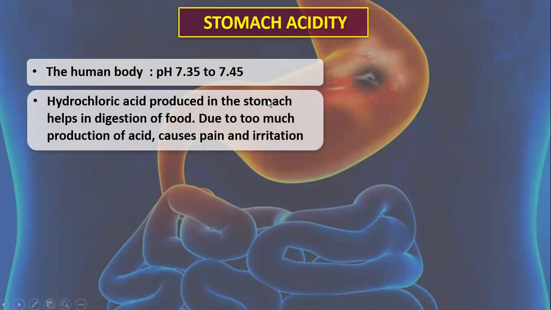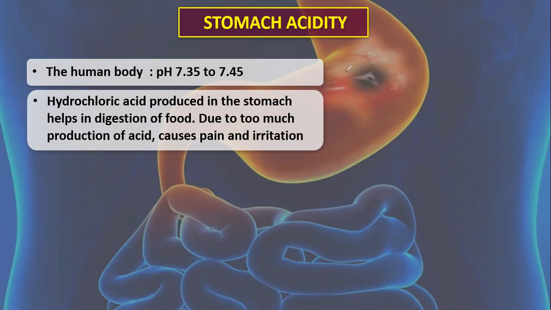Hydrochloric acid produced in the stomach helps in digestion of food. Due to too much production of acid, it causes pain and irritation. Basically, due to the food present in the body, hydrochloric acid is produced and helps us digest our food. But sometimes more than the sufficient amount of hydrochloric acid is released. The production of more hydrochloric acid will cause pain and irritation in the stomach.